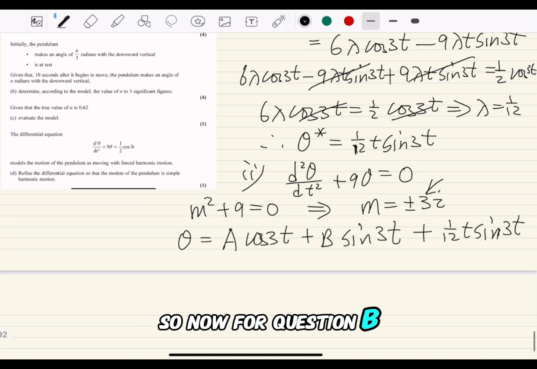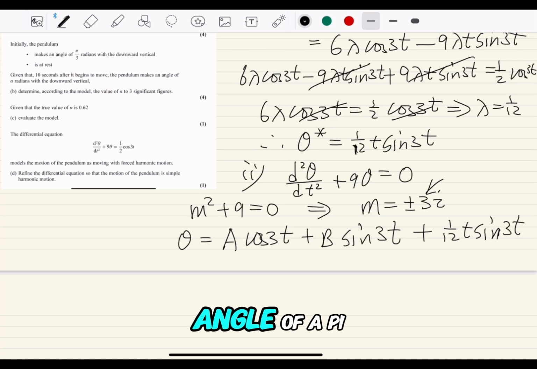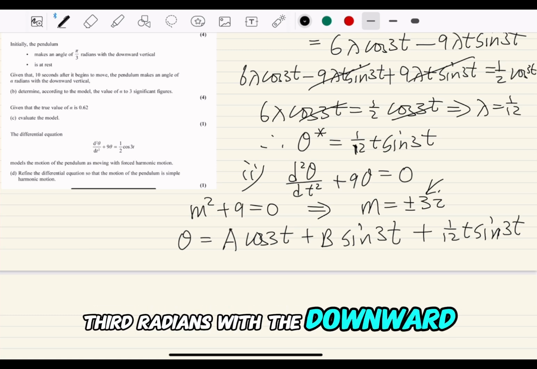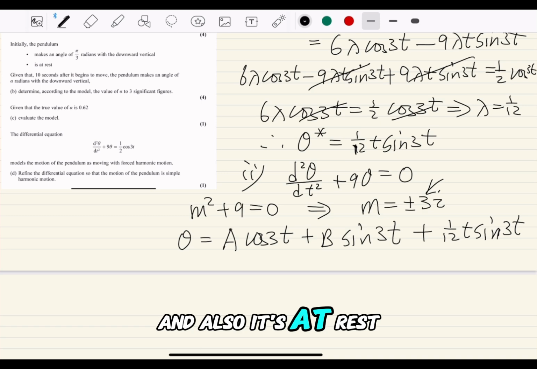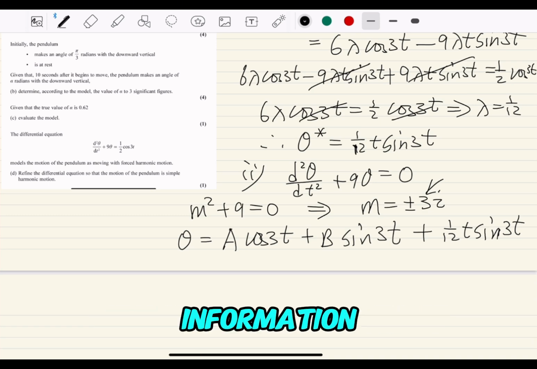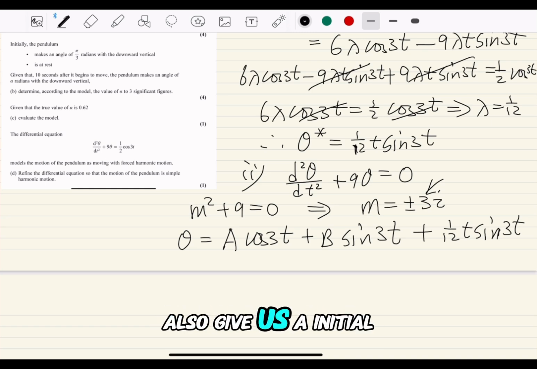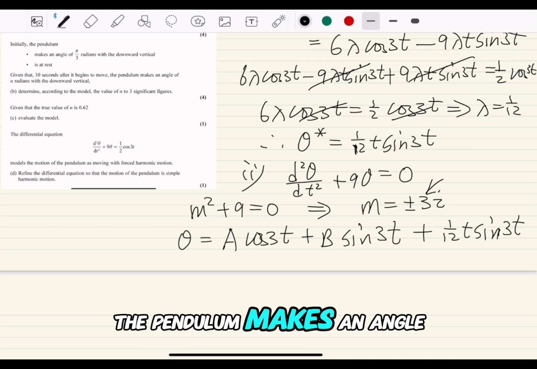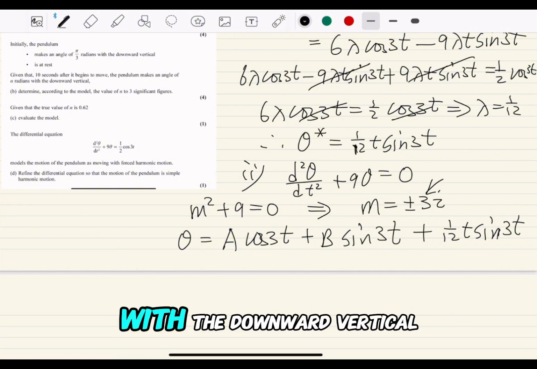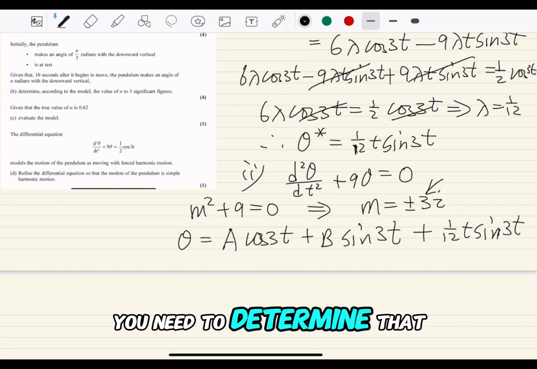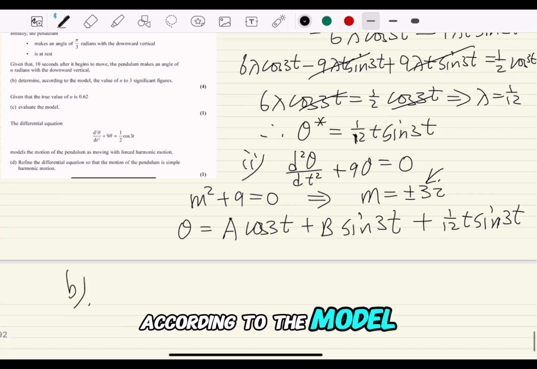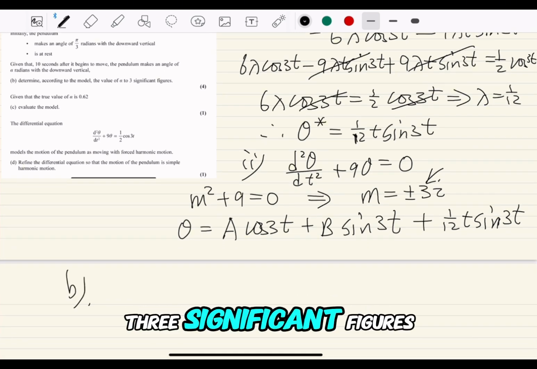Now for question B, we are given an initial condition. Initially, the pendulum makes an angle of pi over 3 radians with the downward vertical, and is at rest. Those are two very important pieces of information that give us an initial value of theta at t equals 0, and an initial value of d theta dt at t equals 0. Given that 10 seconds after it begins to move, the pendulum makes an angle of alpha radians with the downward vertical, we need to determine, according to the model, the value of alpha to 3 significant figures.